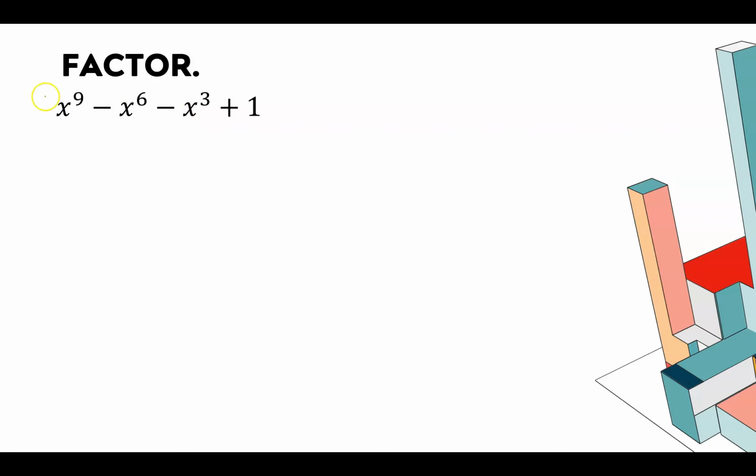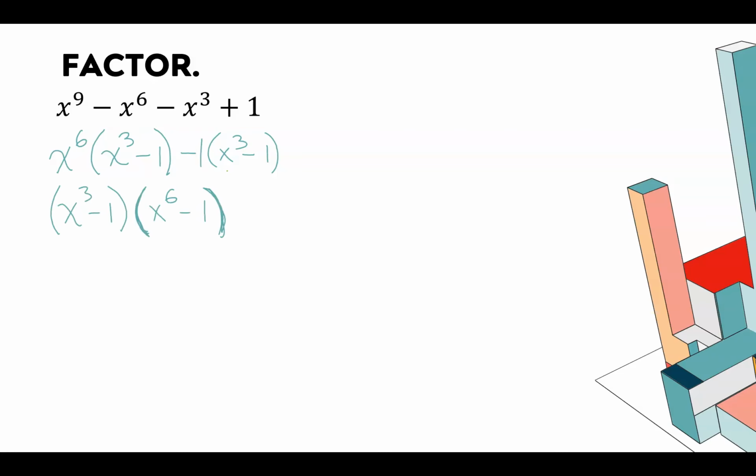So I think I can factor an x cubed. Oh no, I can factor an x to the 6th out of the first pair. And I factor out a negative 1 out of the second pair because I want a second x cubed minus 1. Once we factor x cubed minus 1 out, we're left with x to the 6th from the first factor and minus 1 from the second factor. Hopefully you realize those are both differences of cubes. So we'll factor x cubed minus 1 into x minus 1 times x squared plus x plus 1.